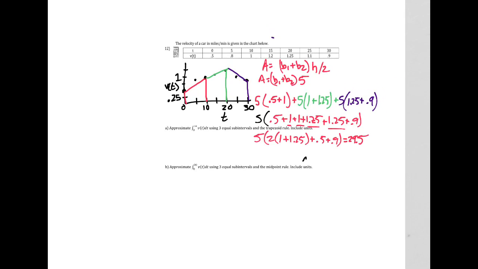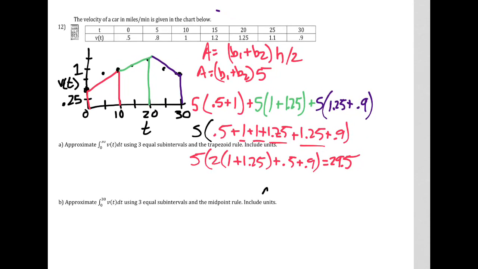And you should end up with 29.5. And we're finding the area underneath a velocity graph with respect to time. So we're integrating velocity to get position. If our units here were miles per minute, that means we have now traveled in 30 minutes 29.5 miles, which means this dude's going pretty quick, actually. So that's that. Now let's go ahead and do part B.